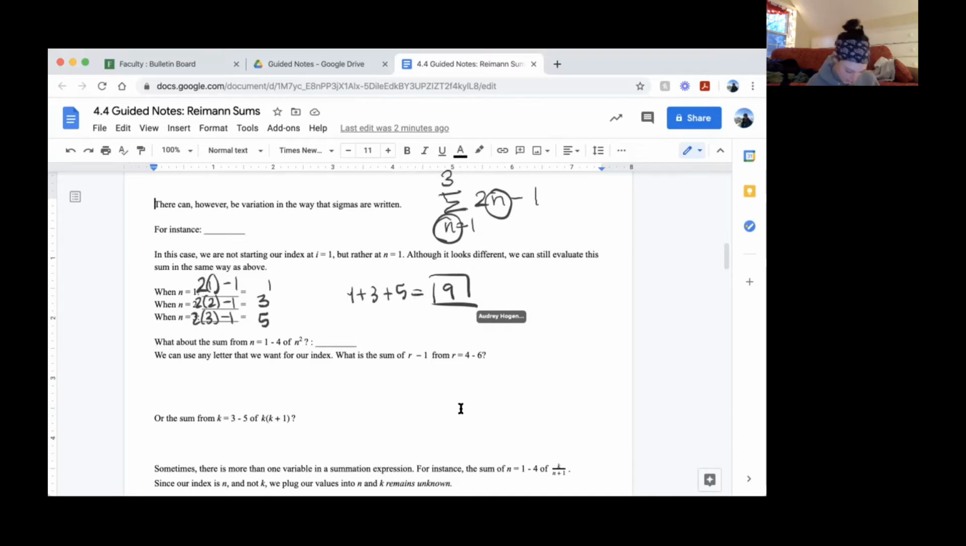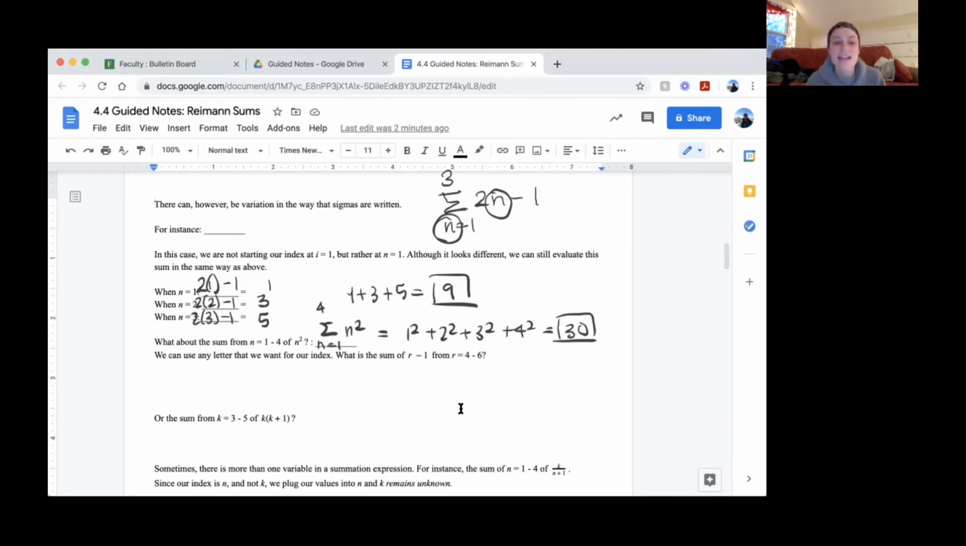What about the sum from n equals 1 to 4 of n squared? We're going to write that as the sum from n equals 1 to 4 of n squared, which is equal to 1 squared plus 2 squared plus 3 squared plus 4 squared, which happens to be equal to 30. And I'm not actually doing that mental math that fast, although I should have told you that I was.